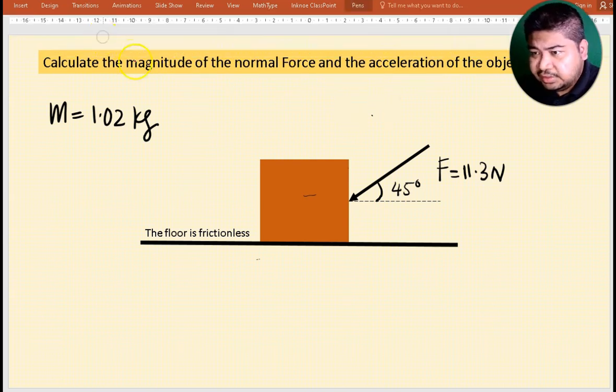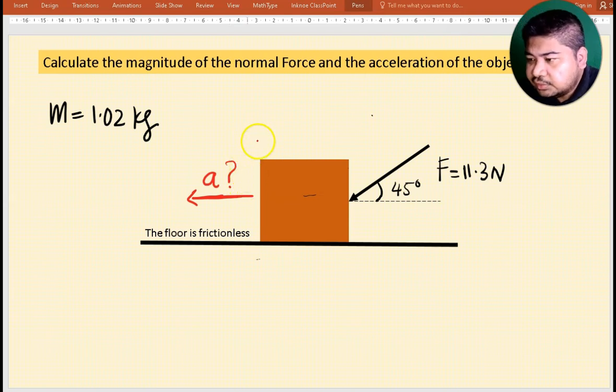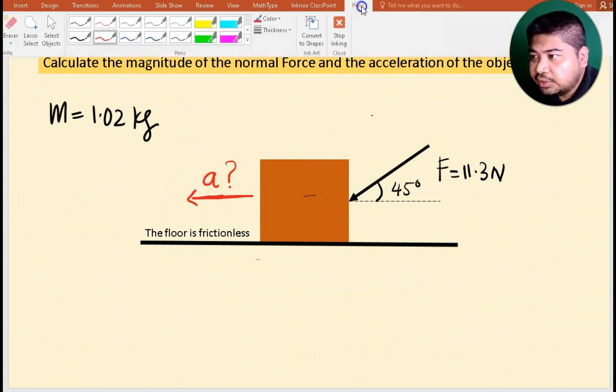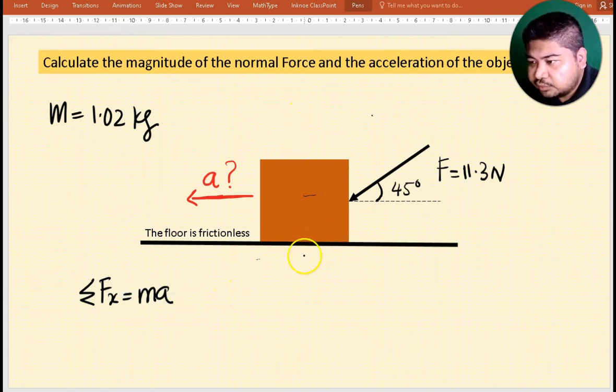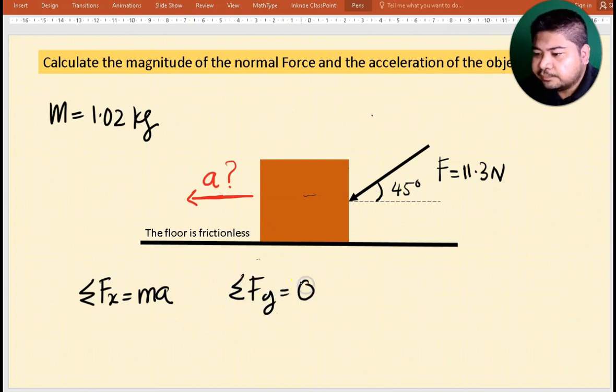So let's say the acceleration of the object is in the x component. So this is the acceleration of the object, and we do not know what is the value of the acceleration. So straight away from the question we can write that the sum of the force in x is going to be equal to mass times acceleration, because we don't have any acceleration in the y, so the net force in y is equal to 0. So this is the first condition that we have to establish.